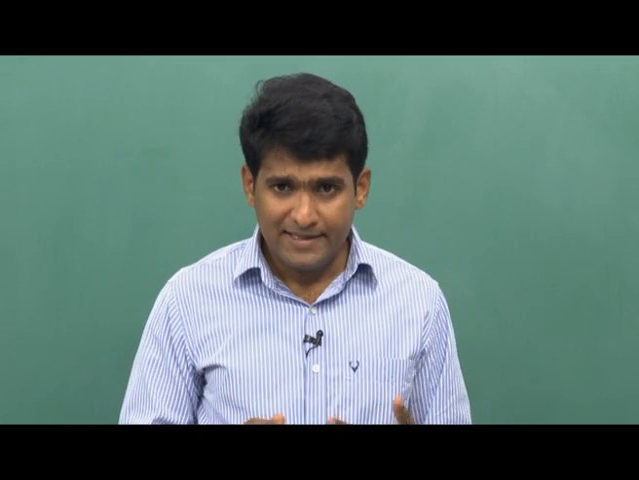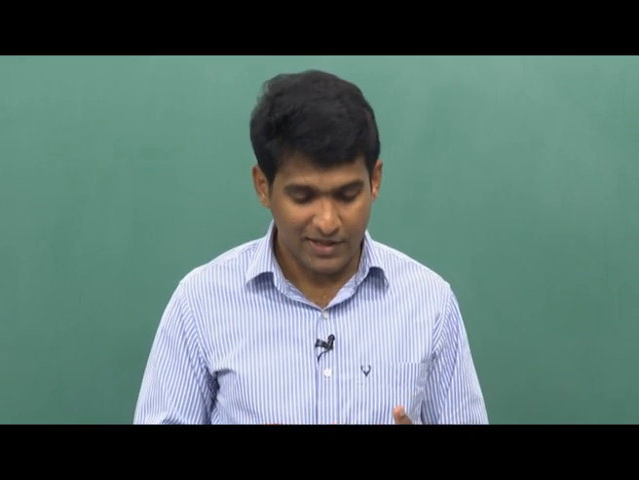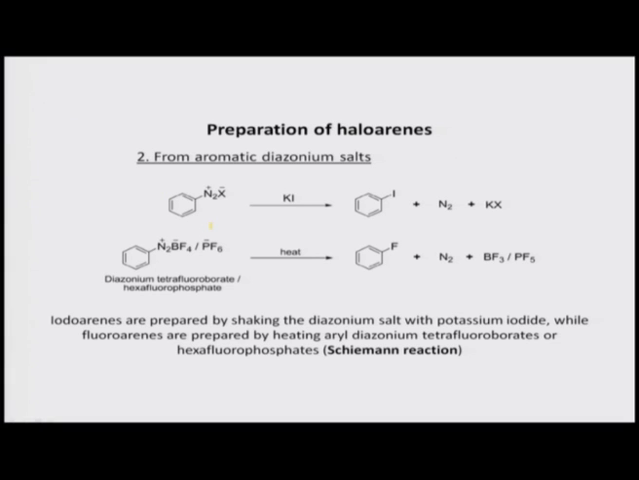Okay. Now, I said that this method can also be used for the preparation of iodoarenes as well as fluoroarenes, but in these cases we do not need the intermediacy of a cuprous salt. We can directly take a benzene diazonium halide and treat it with potassium iodide. In this case we would get the potassium halide, with X being the one that was associated with the diazonium salt as an anion. That comes out along with the nitrogen molecule and we get the corresponding iodobenzene as the product.